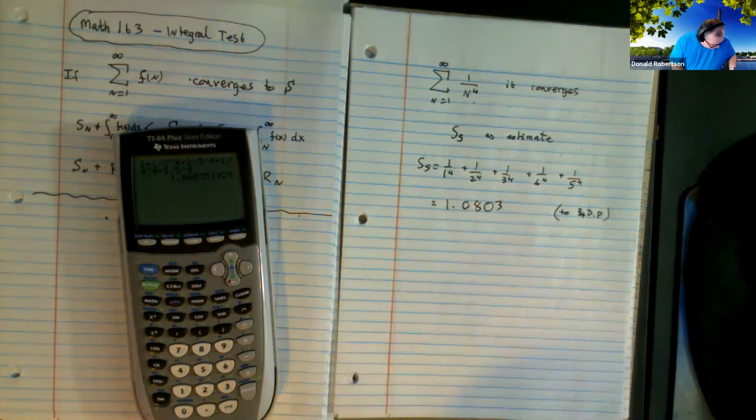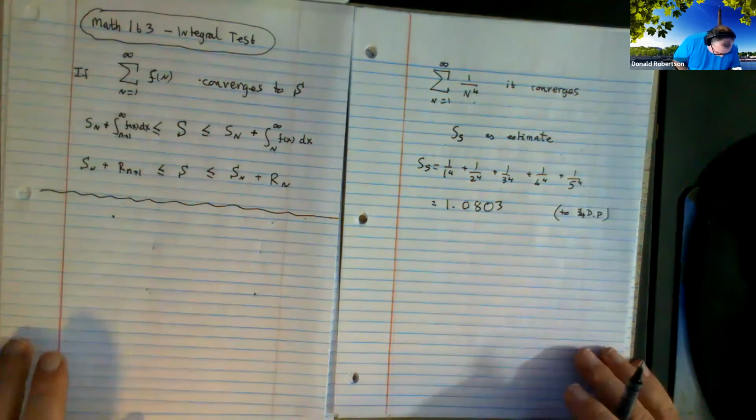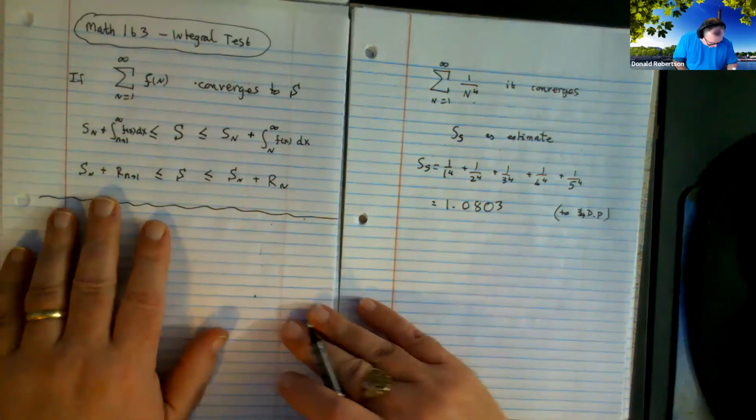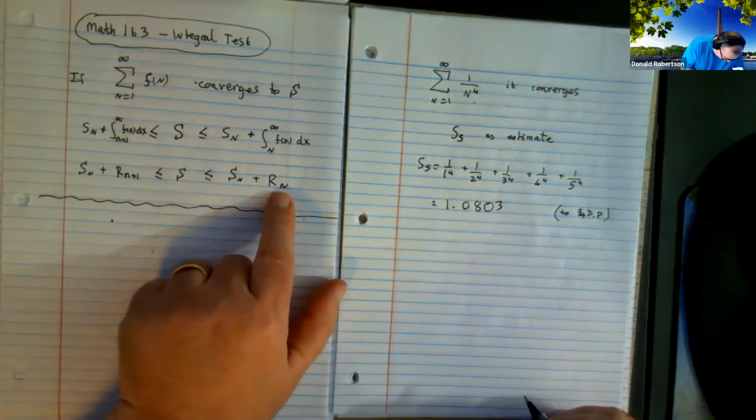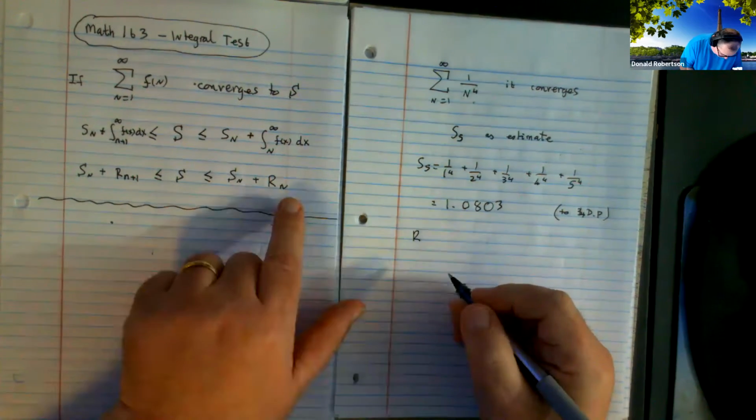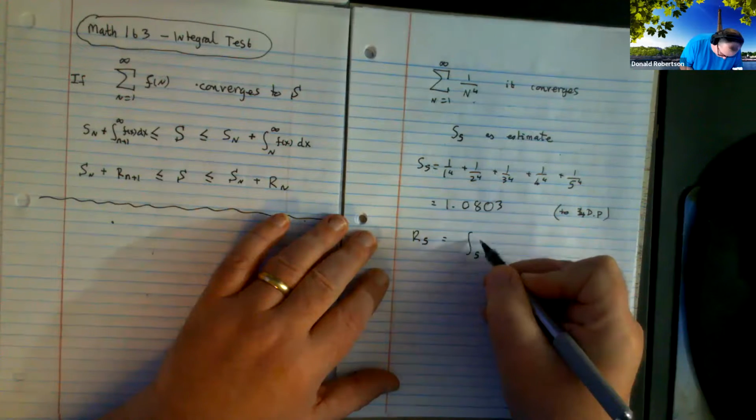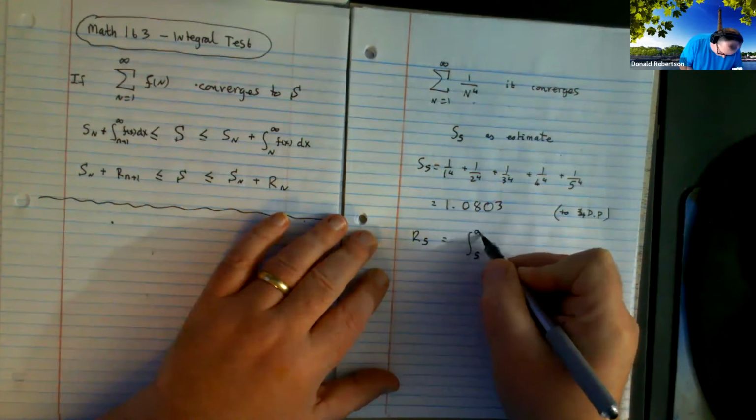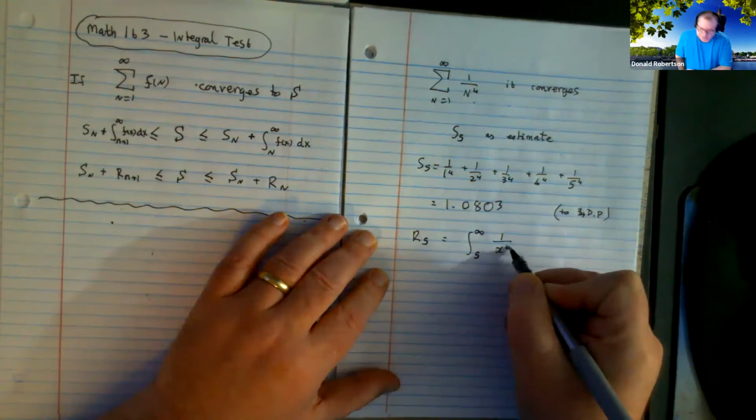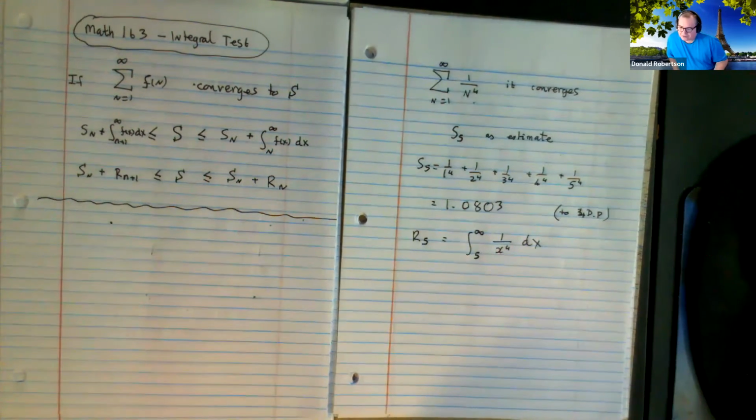So how do we find the error? Well, we're going to find this fella, and then I'll use that. So the first one, n is 5. We find the remainder R5. And the remainder R5 is going to be the integral from 5 to infinity of that guy, right? That's what R5 means. Starting at 5 to infinity of the same function.